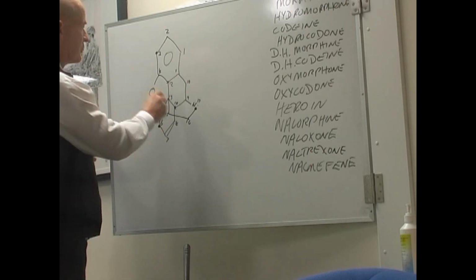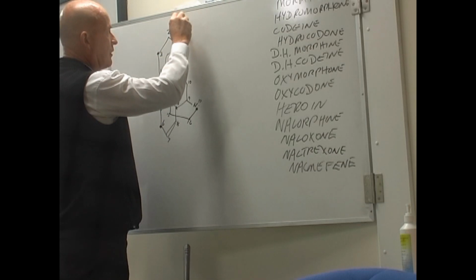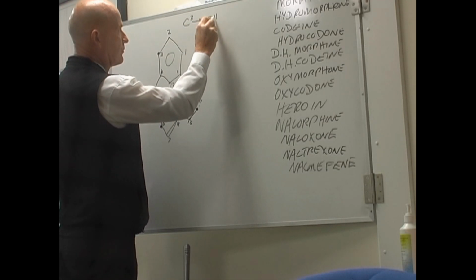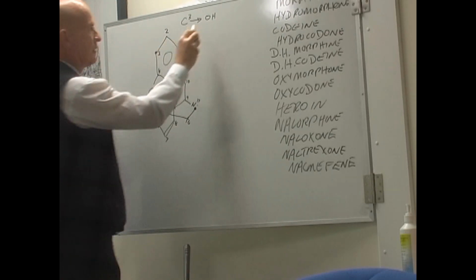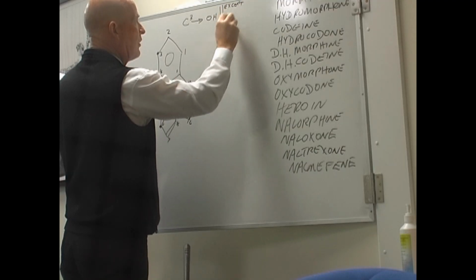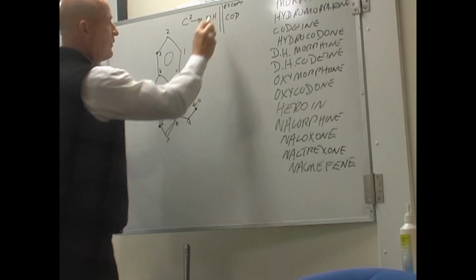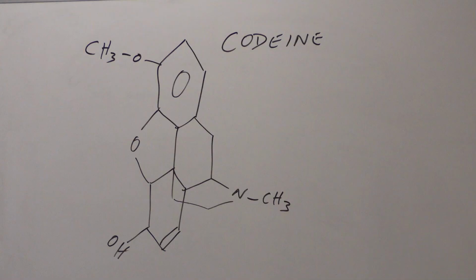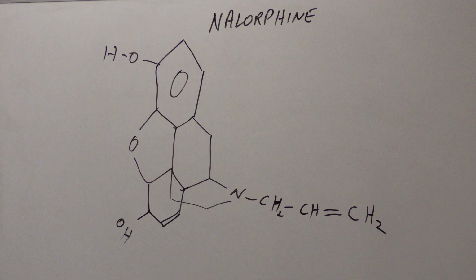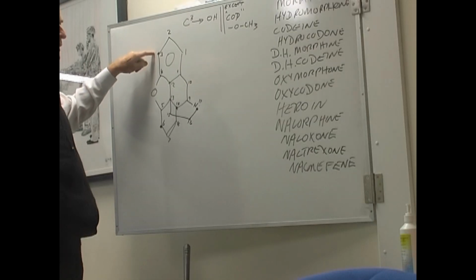So the first principle is that on the 3rd carbon, the default is always a hydroxyl group, except if you're in the codeine family. So if you've got codeine in your name here, then on C3, instead of having a hydroxyl group, you'll have a methoxy group. So for example, nalorphine is not in codeine's family, so it'll have an OH here. Morphine will have an OH here.